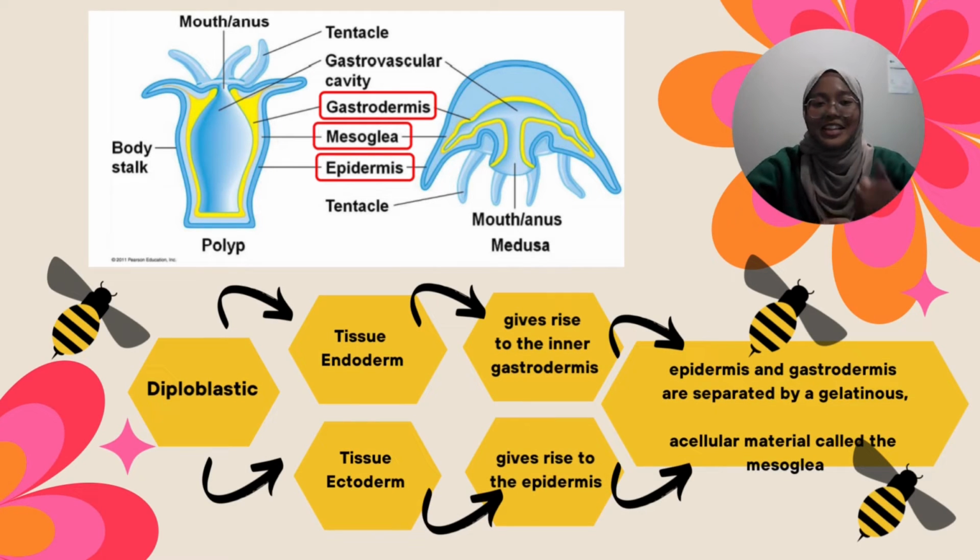Okay, we're going to the next part, characteristics of phylum Cnidaria. They are diploblastic, which means they have two tissues. The first is endoderm and the second is ectoderm. Endoderm gives rise to the inner gastrodermis, and ectoderm gives rise to the epidermis, which is the outermost layer of the structure. Epidermis and gastrodermis are separated by a gelatinous acellular material called the mesoglea. As you can see, the mesoglea is located between the two structures and separates them.